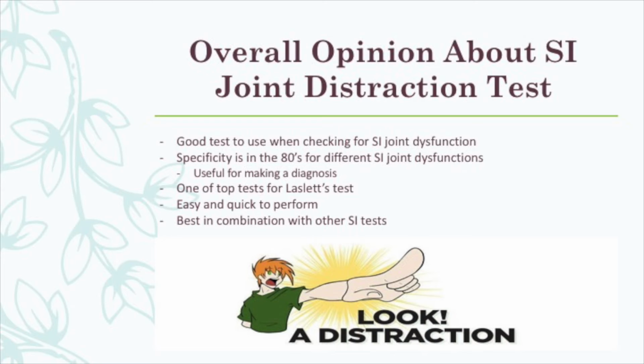In addition, when looking at the articles, I found that this was one of the top 3 for Laslett's tests, which is also important to know in the clinic. So when you are performing these tests, it is better to perform distraction, compression, and thigh thrust over the remaining 3 because those are the most valid. In addition, this test is also quick and easy to perform. However, I also learned that it is best when used in combination with others, but this is definitely one test I personally would use in the clinic if I wanted to rule out SI joint dysfunction.